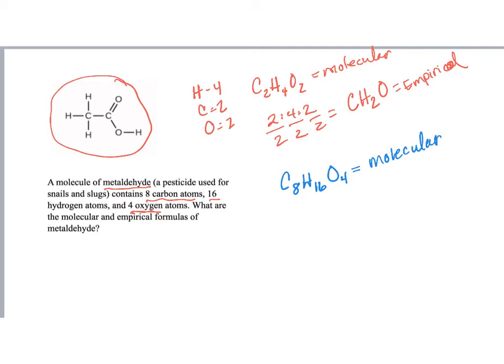Okay, so again, we look for the highest common denominator, which is going to be 4, so we can divide all of this by 4. And so our empirical formula for this is going to be C2H4O, right? Because O would be 1, and we don't use a 1 for a subscript. So this would be our empirical formula. Okay, hope that helps.